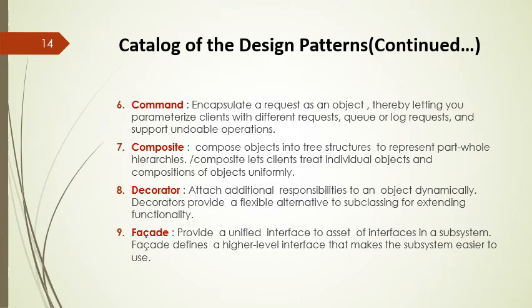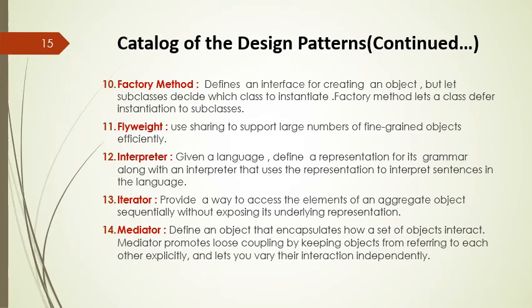Decorator, attach additional responsibilities to an object dynamically. Decorators provide a flexible alternative to subclassing for extending functionality. Ninth one is a facade. Provide a unified interface to a set of interfaces in a subsystem. Facade defines a higher level interface that makes the subsystem easier to use. Next is the factory method. It defines an interface for creating an object but lets subclasses decide which class to instantiate. Factory method lets a class defer instantiation to subclasses.